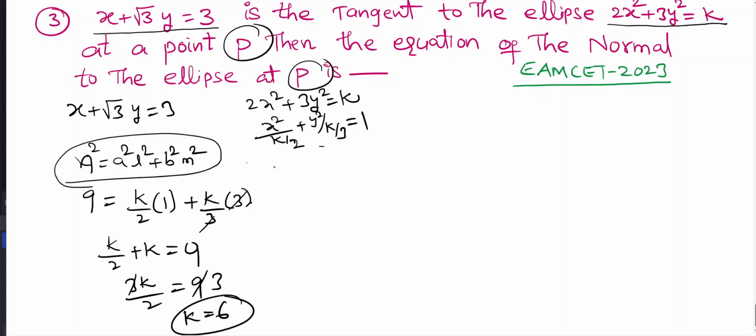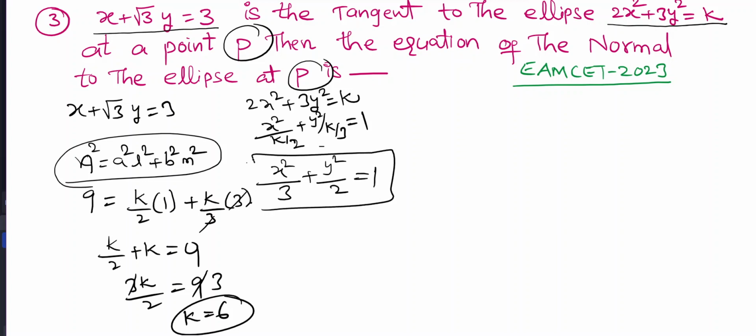Substituting in ellipse standard form, that is x square by k by 2, k is 6 by 2 is 3, plus y square by k by 3, 6 by 3 is equal to 2. This is the equation of the ellipse. Now we find the point of contact. So given line equation, that is root 3 y is equal to minus x plus 3. So from this y is equal to minus 1 by root 3 into x plus 3 by root 3.